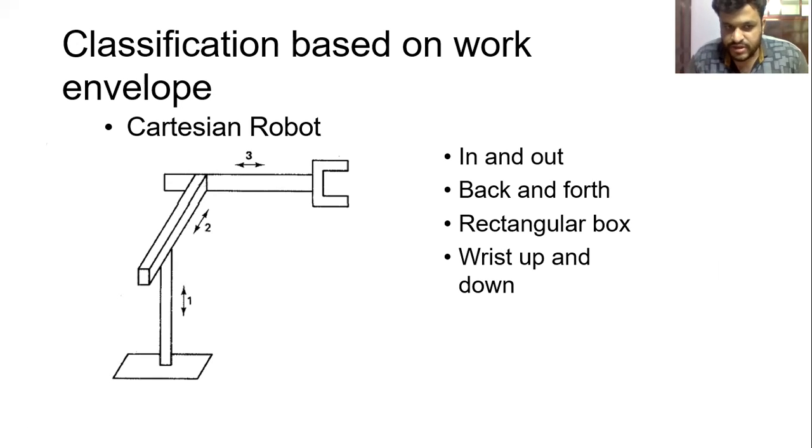First type of robot is the Cartesian robot. In a Cartesian robot, we can see that we have 3 prismatic joints. The first prismatic joint moves to and fro like this. The second prismatic joint moves like this. The third prismatic joint moves like this. This is known as a Cartesian robot.